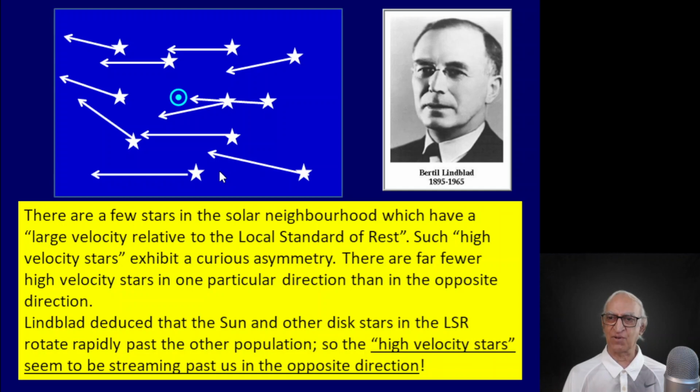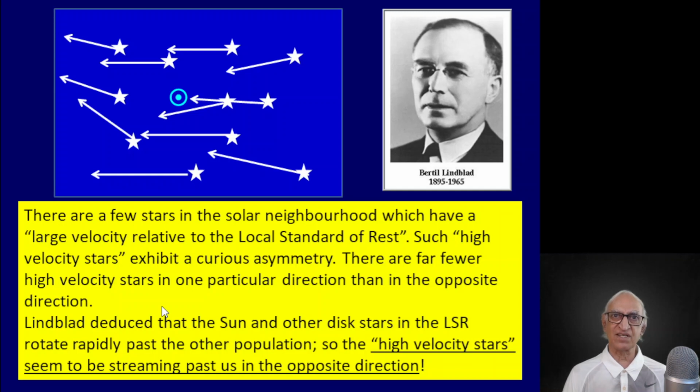That is fine. But what was important is that such high velocity stars exhibit a curious asymmetry. There are far fewer high velocity stars in one particular direction than in the opposite direction. From this observation, Lindblad deduced the sun and the other disk stars in the local standard of rest rotate rapidly past the other population. So the high velocity stars seem to be streaming past us in the opposite direction.